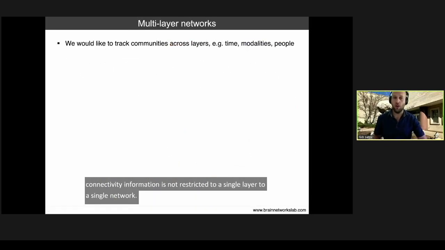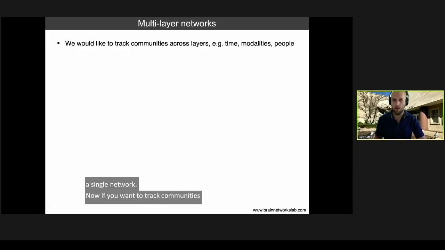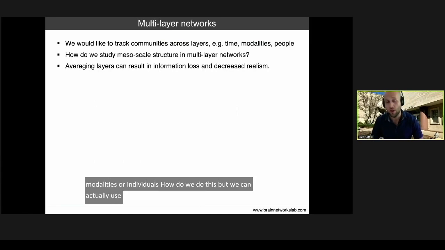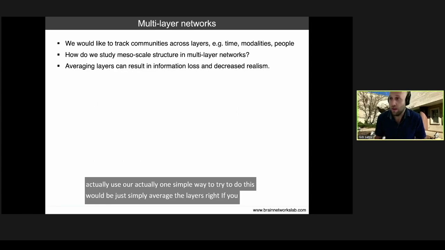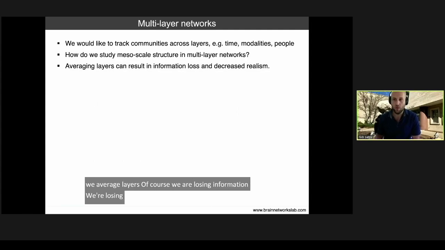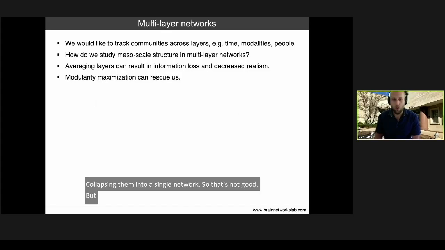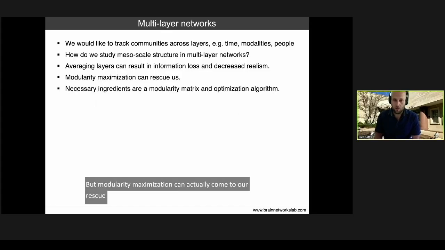Now, if we want to track communities across layers, time, modalities, or individuals, how do we do this? One simple way to try to do this would be to just average the layers, right? If you were to take all the layers and build an average network, you could use the same tools as before. But the problem with this is that when we average layers, of course, we are losing information. We're losing layer-specific information by collapsing them into a single network. So that's not good. But modularity maximization can actually come to our rescue here, right? Remember that all we need for modularity maximization to work is a modularity matrix and an optimization algorithm, right?